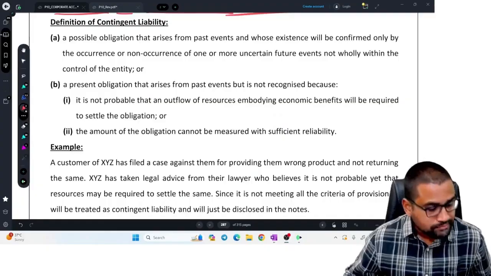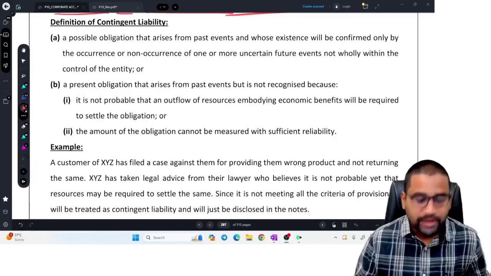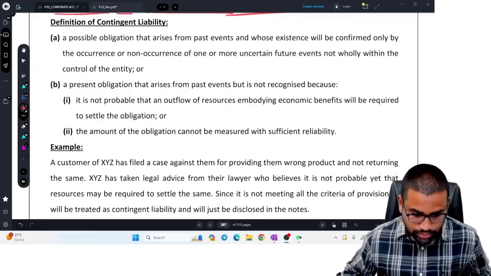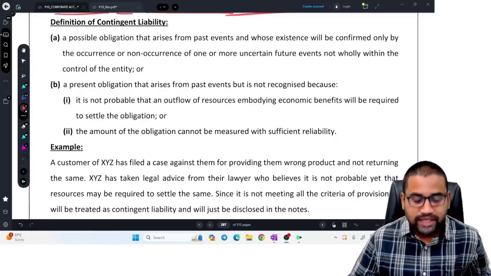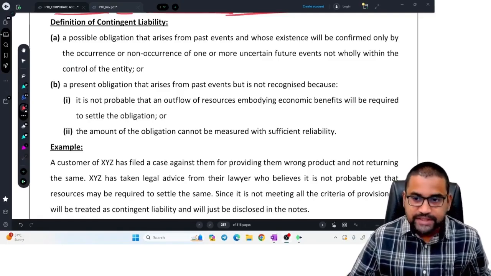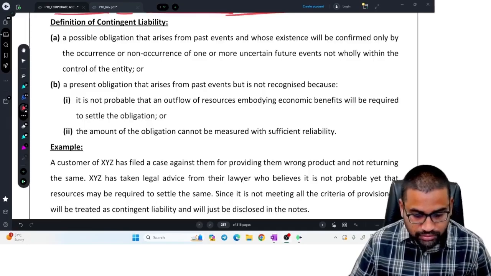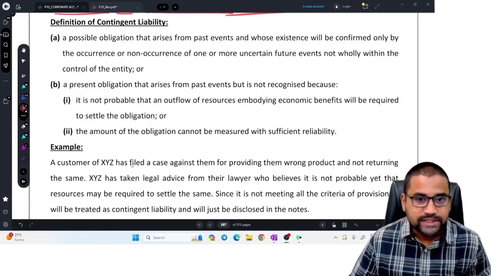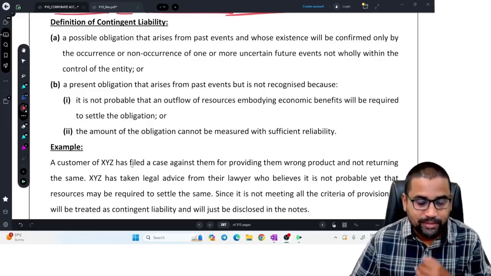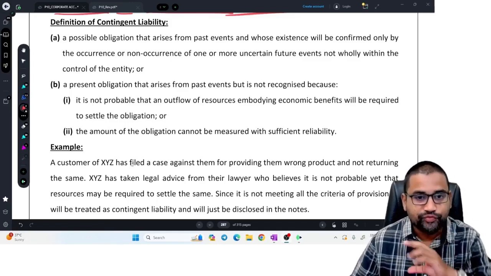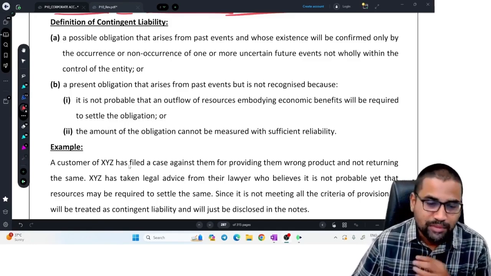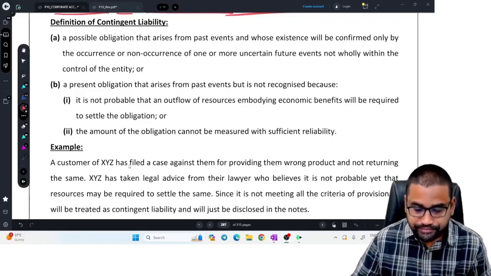Okay. Hello my dear students, welcome everyone. So in Ind AS 37, in the previous session we have discussed the concept of provision. Now the next topic of this standard is contingent liability and contingent asset. If you discuss these two, the standard will become some miscellaneous topics also there.